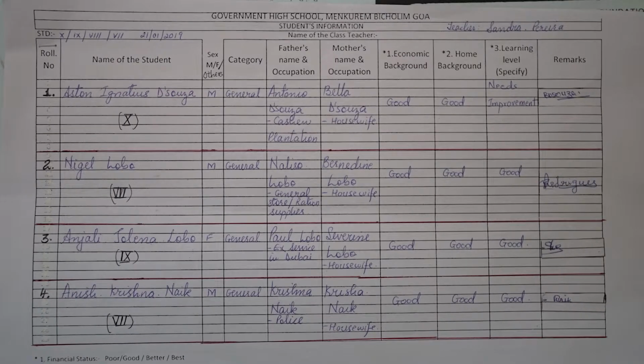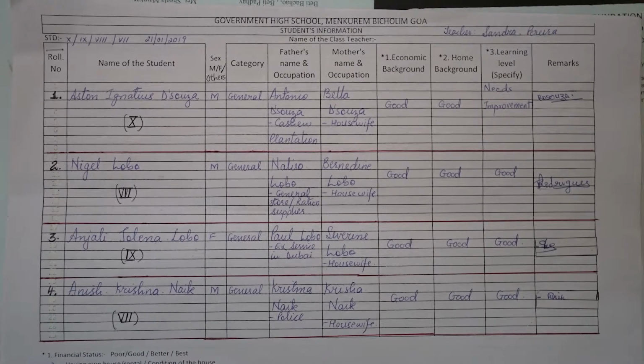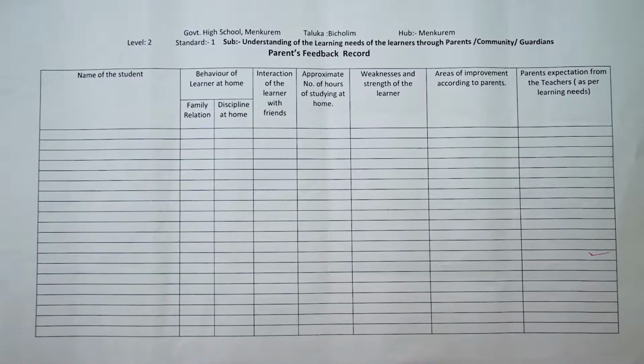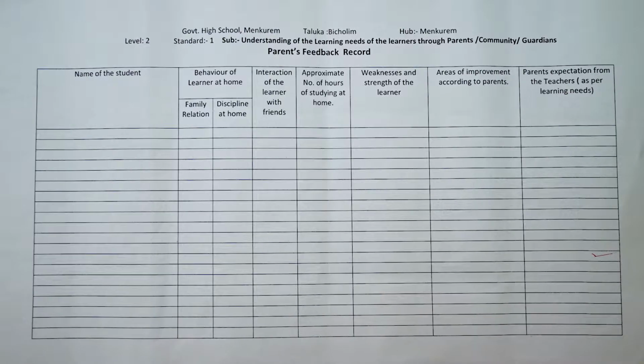Basically, in these proformas, one is the students' information that the respective teacher will have to ask the parent and get all the details. Basically, it includes the father's and the mother's occupation, then the economic background, then the home background and the learning level. Okay, and the second proforma, basically we are stressing here on the parents' feedback record.